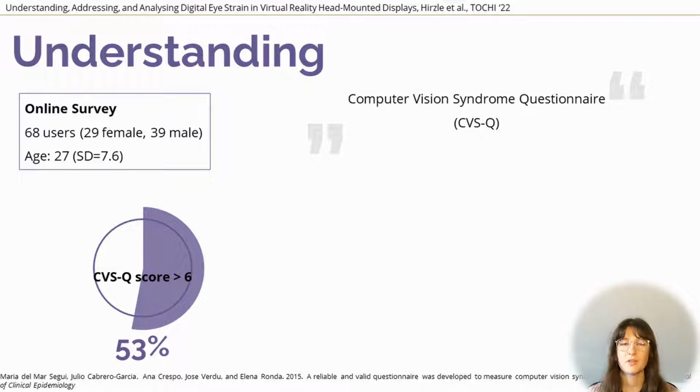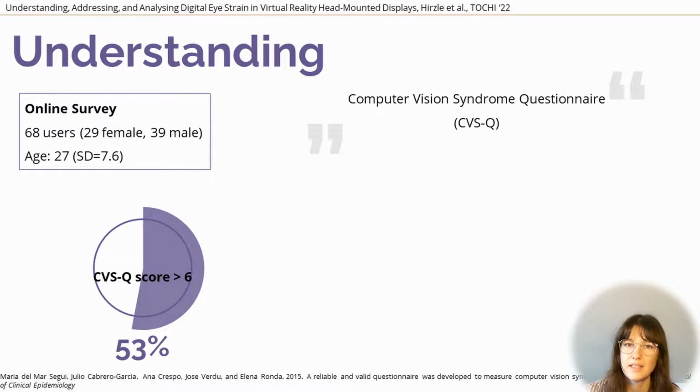Lastly, I want to present the result of the Computer Vision Syndrome questionnaire. This questionnaire was basically developed as a tool to diagnose people with computer vision syndrome, which is a synonym for digital eye strain. And here we found that 53% of our participants had a score of 6 or higher, which basically indicates that they can be diagnosed with computer vision syndrome. So all these results that I presented here point towards DS really being a problem for everyday users.